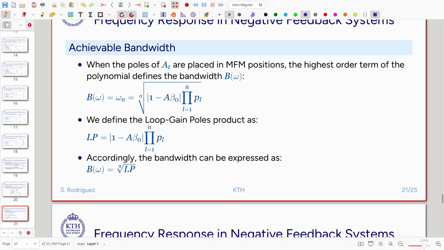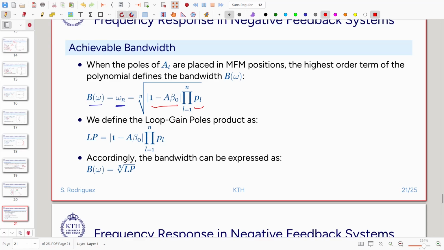When we put the poles in Butterworth positions, it happens that in this characteristic equation in the denominator, only the highest order terms become interesting for us. And then the bandwidth of the system is going to be equal to this radius of the semicircle, which we can calculate as the n-th root, n being the number of poles. For a two-pole system, it will be a square root of the loop gain and the product of the poles. So it is a combination of loop gain and pole position that is going to give me the achievable bandwidth, which is very, very interesting. In principle, if I have very high loop gain, I can achieve very high bandwidth.